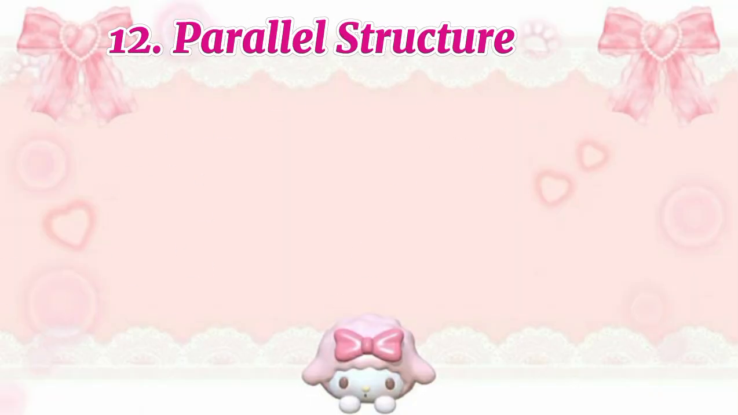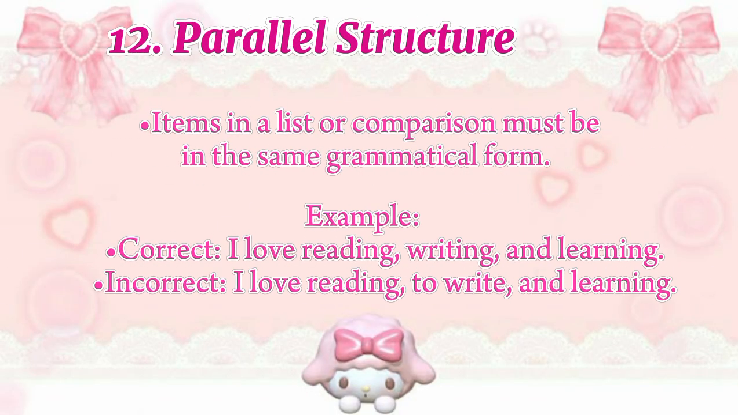The 12th rule is the parallel structure, meaning items in a list or comparison must be in the same grammatical form. For example, the correct sentence is I love reading, writing, and learning. The incorrect sentence is I love reading, to write, and learning.